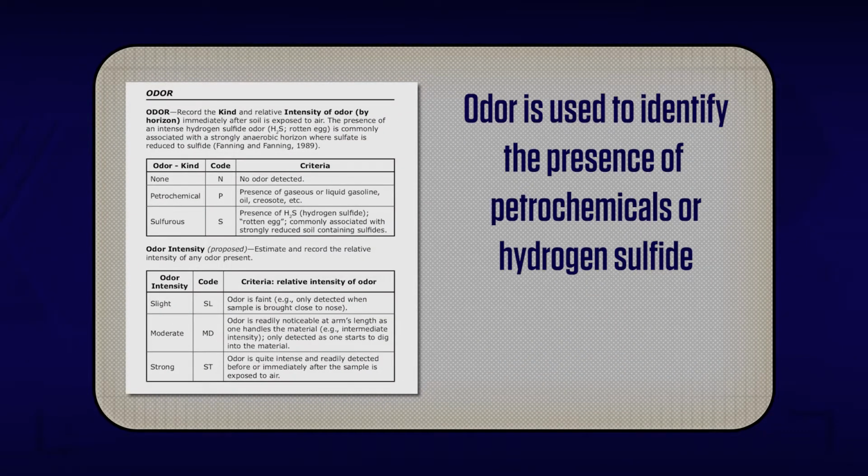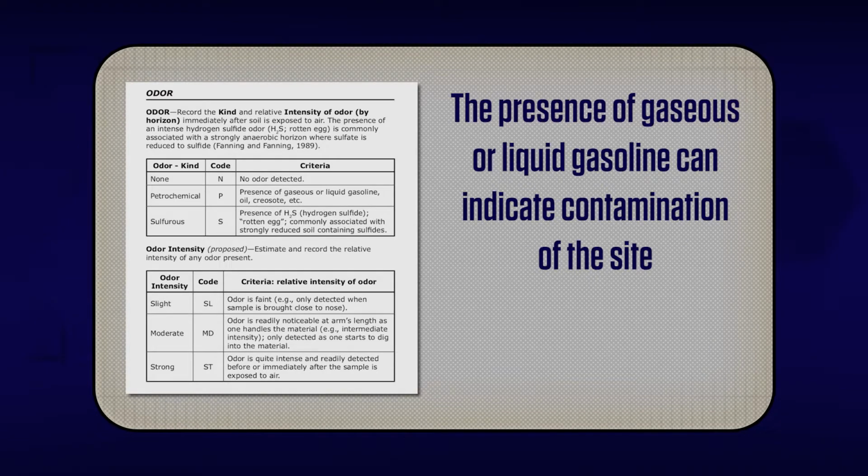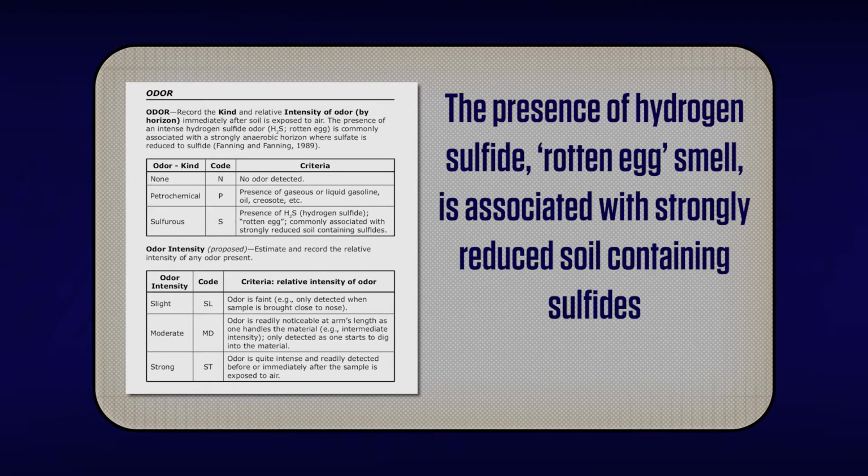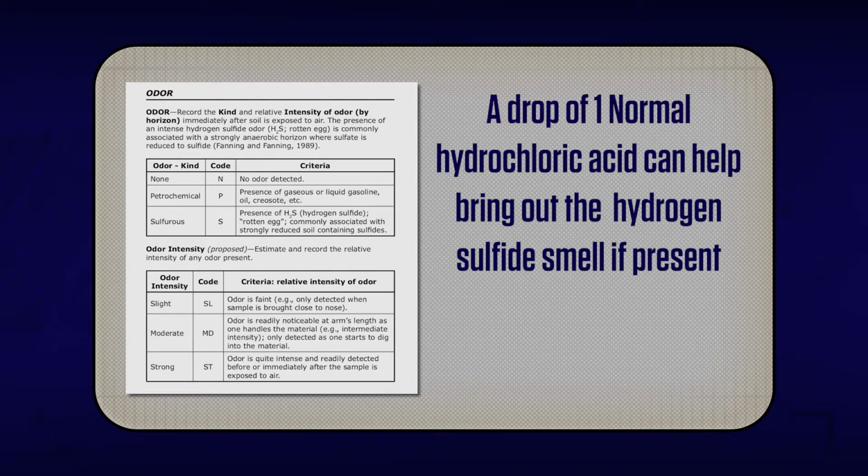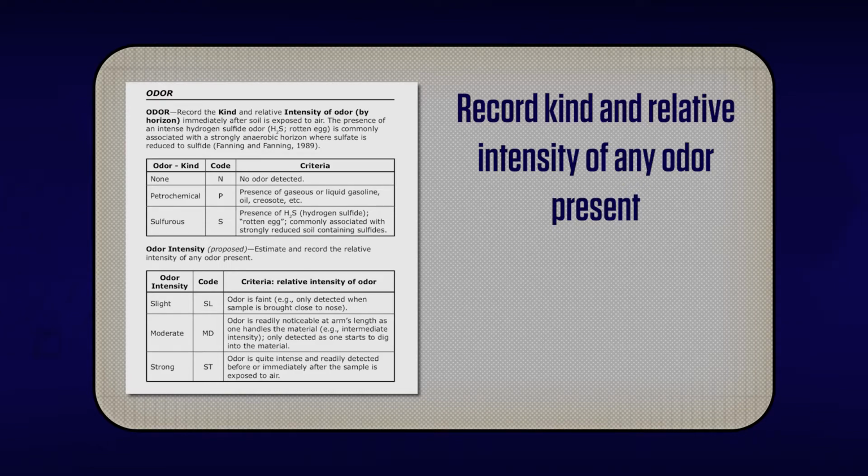Odor is used to identify the presence of petrochemicals or hydrogen sulfide. The presence of gaseous or liquid gasoline can indicate contamination of the site. The presence of hydrogen sulfide, or that rotten egg smell, is associated with strongly reduced soil containing sulfides. A drop of 1 normal hydrochloric acid can help bring out the hydrogen sulfide smell if sulfides are present. Sometimes, the hydrogen sulfide smell can be detected without applying hydrochloric acid. Record the kind and relative intensity of any odor present.